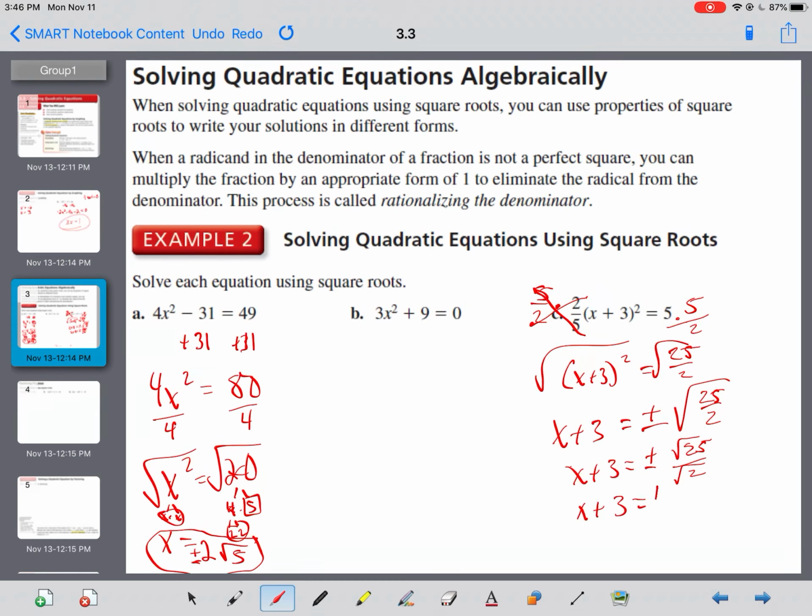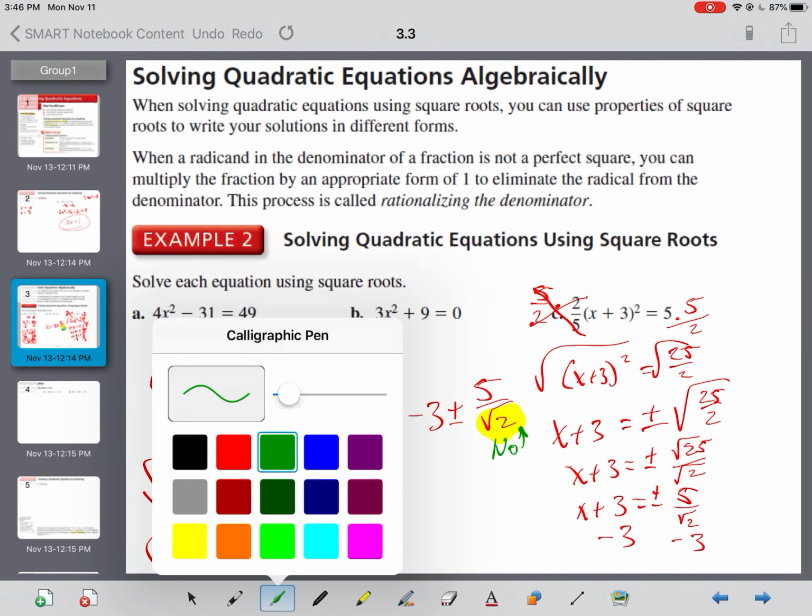which becomes 5 over the square root of 2. This is the part you can't have. You can't have the square root of 2 on the bottom. This is where we have to rationalize the denominator. That's the problem we're going to have. We can move the 3, and then we get x equals negative 3 plus or minus 5 over the square root of 2. That's a no-no. Can't have that.